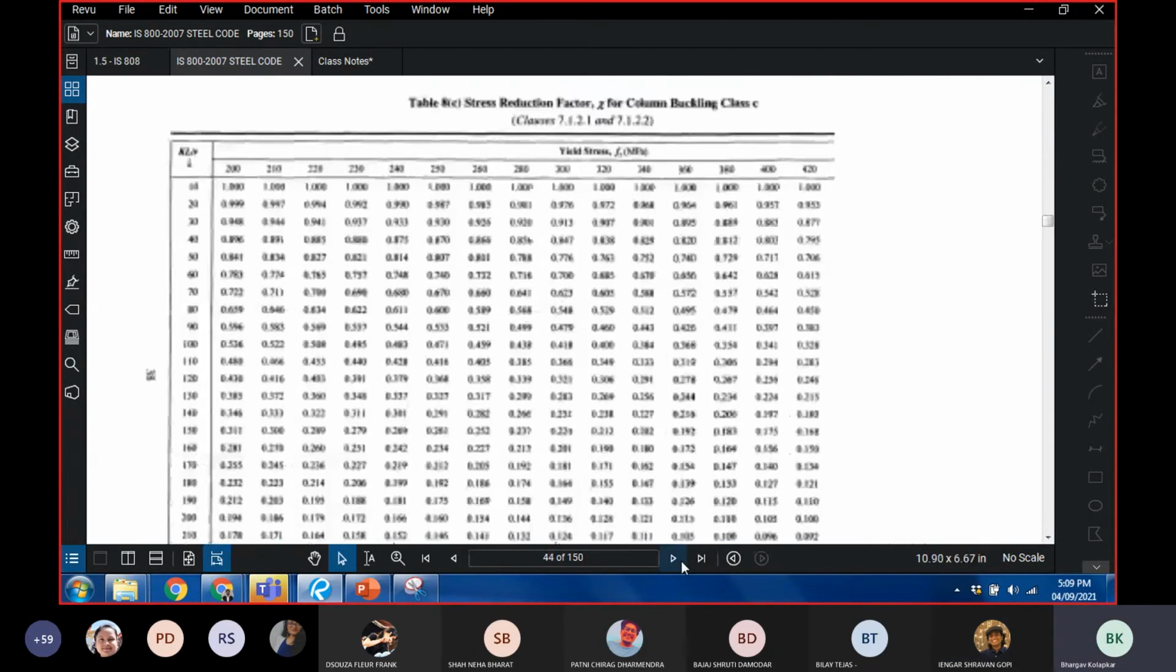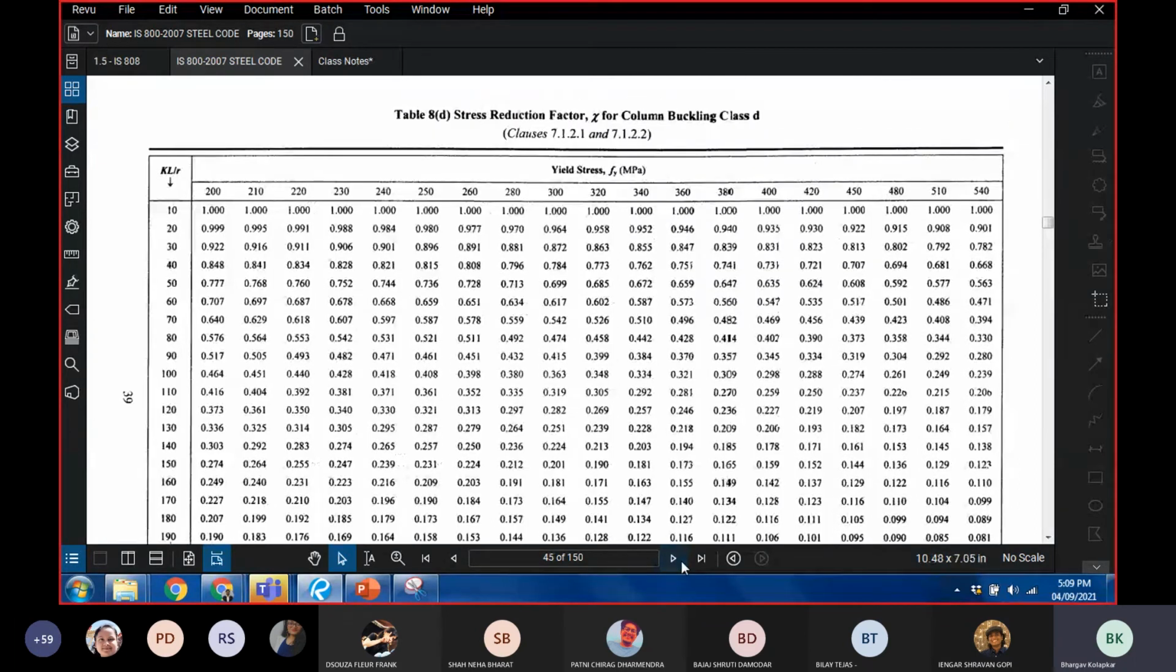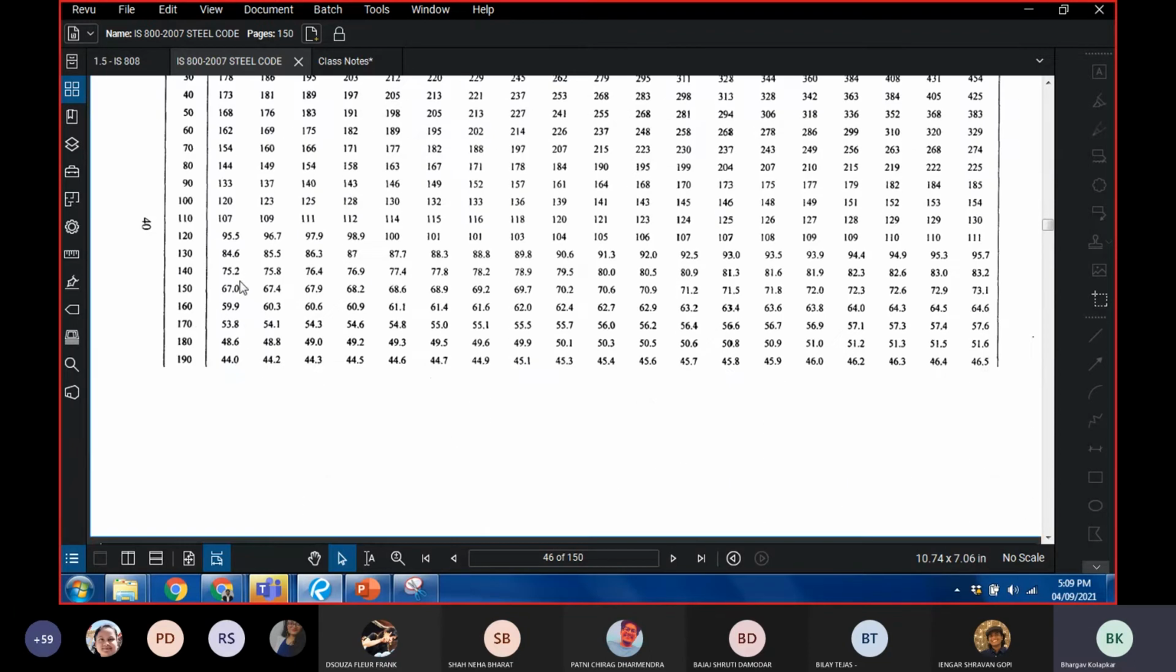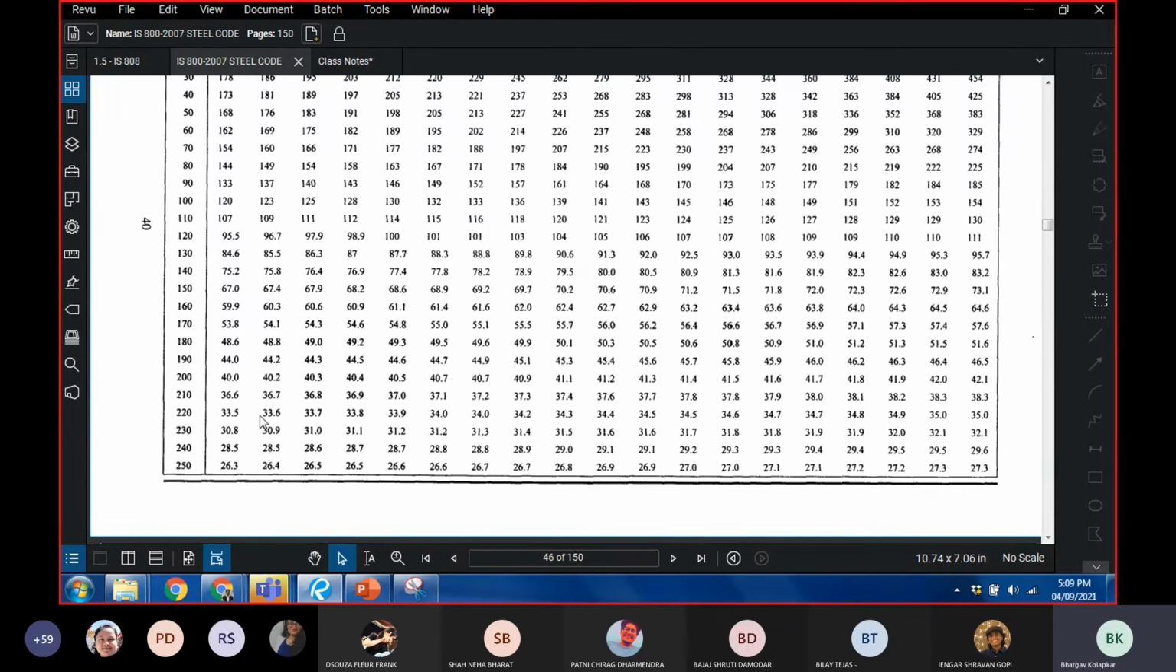But principally, we are just trying to understand what this table means, and what the various numbers given in the table mean. For a given value of slenderness, when you go along the x direction, these numbers will always increase. That is what is expected: the material that has a higher value of yield stress will surely take more load. For example, you look here, 220. These values are always going to increase towards the right.